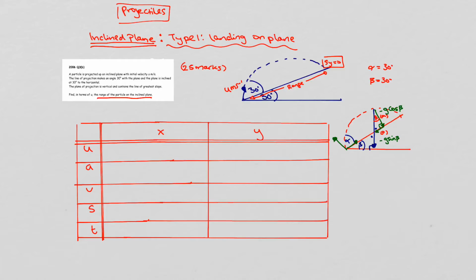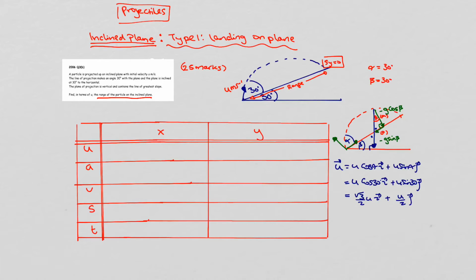Just as a reminder, your initial velocity is u cos alpha in the i direction plus u sine alpha in the j direction. With alpha as 30 degrees, that becomes u cos 30 in the i direction and u sine 30 in the j direction. Of course, cos 30 is root 3 over 2, and sine 30 is a half.